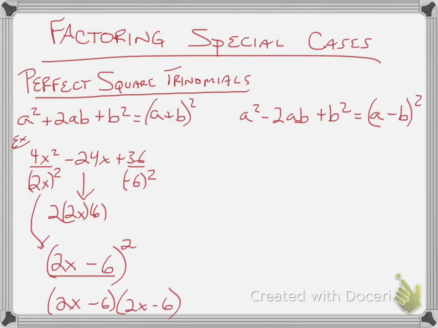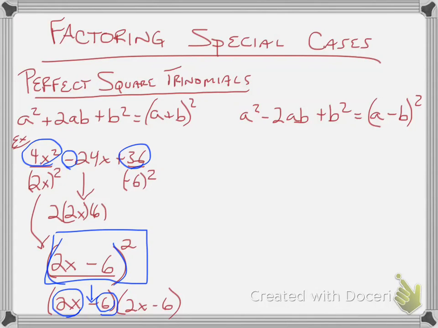Basically what's going to happen is if the first term and the last term are perfect squares, you're going to take the square roots of those. That's going to go here and here. This sign tells you whether it's positive or negative in the middle, and it's going to be that parentheses squared.